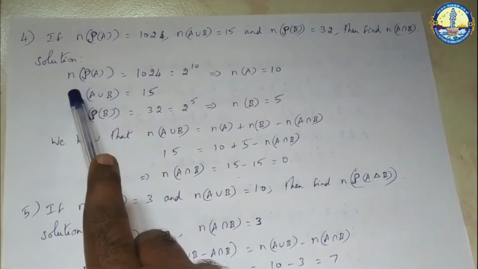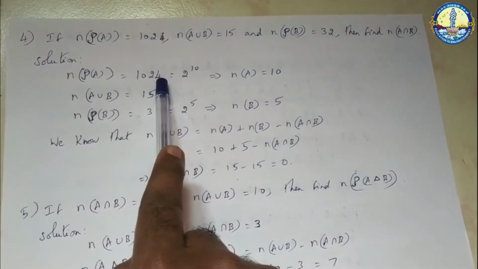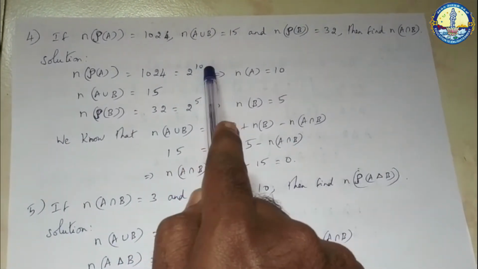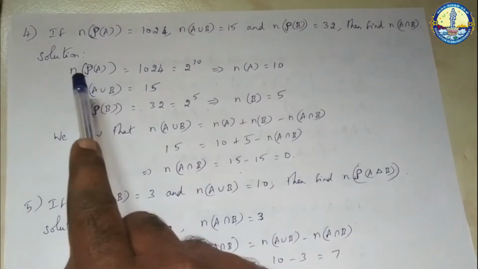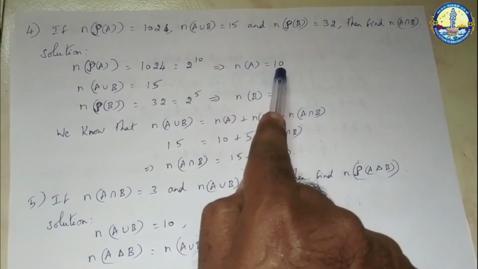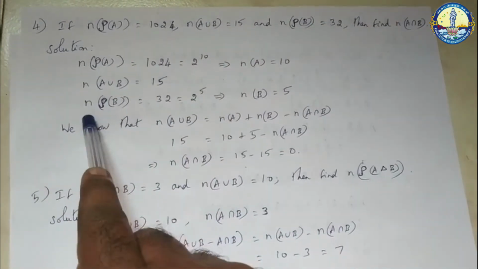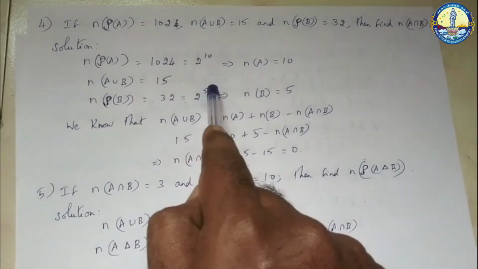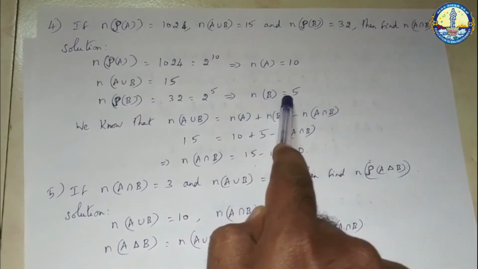Given that n of rho of A, that is the number of subsets, is 1024. 1024 can be written as 2 to the power 10, because this is the formula. So in 2 to the power 10, this 10 is the number of elements in A. So that is the formula for subsets. So n of A equals 10, and n of A union B is given as 15, and the number of subsets of B is 32. In terms of 2, that is 2 to the power 5. So this 5 is the number of elements in B. So n of B equals 5.